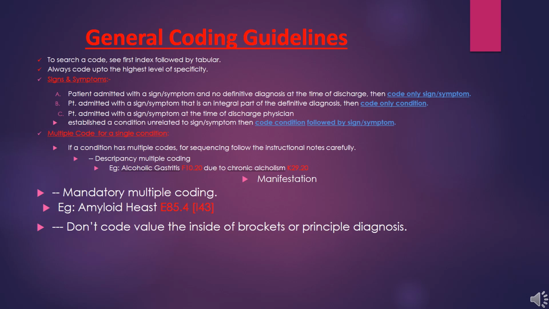If admitted with a sign or symptom and at the time of discharge the physician established a condition unrelated to the sign or symptom, then code the condition, followed by the sign or symptom. Multiple codes for a single condition: if a condition has multiple codes, code them all.